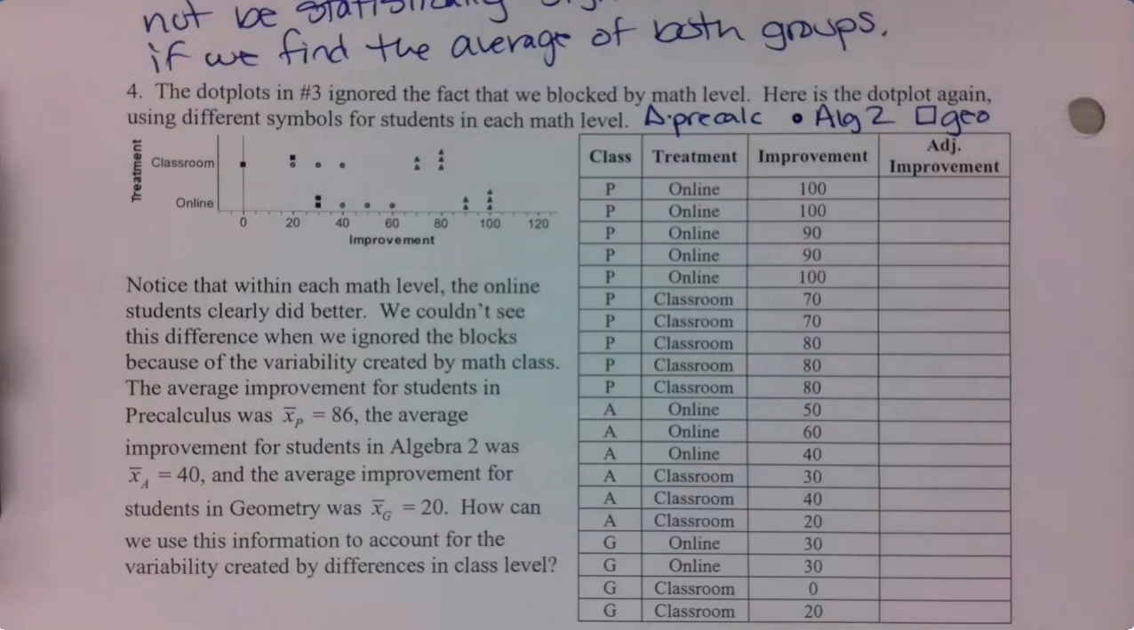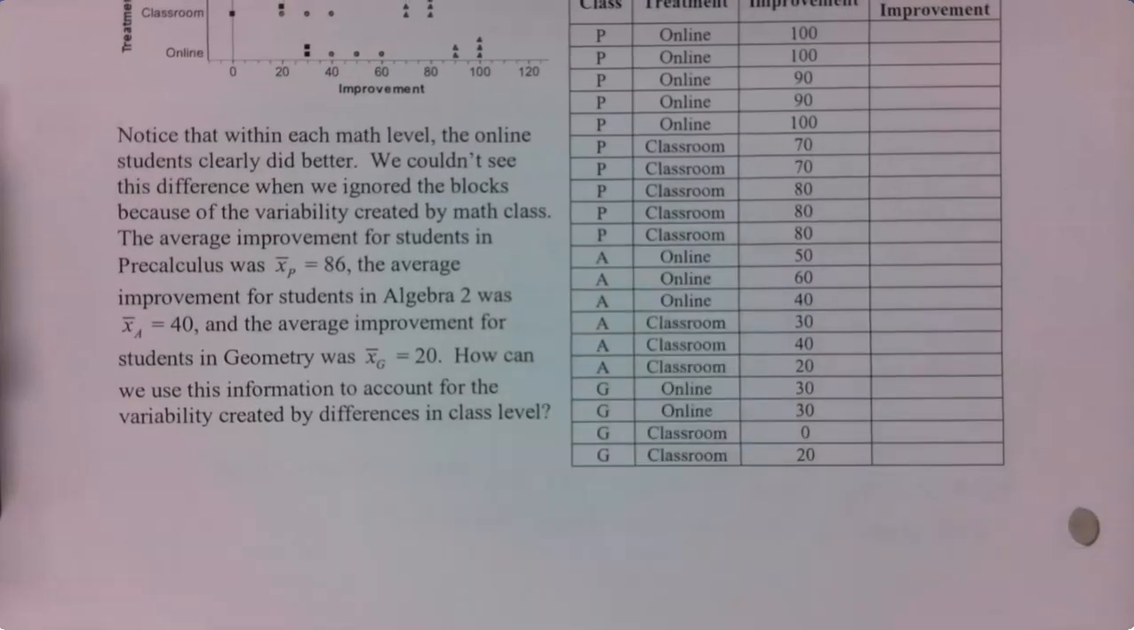The average improvement for pre-calculus students was 86, and the average improvement for algebra 2 students was 40. And the average improvement for students in geometry was 20. So what we can do is use these differences to level the playing field.